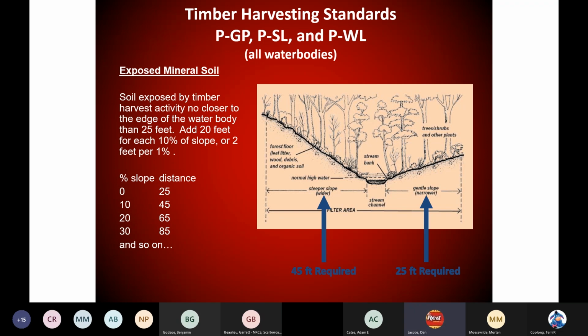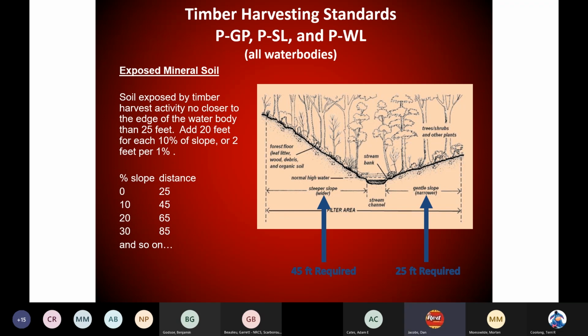That's less than 10%. So that's a 25-foot unscarified filter strip. On this side, the left-hand side, it's steeper. That requires a 45-foot wide unscarified filter strip. So your skid trails on this steep side, where you're going to be creating ground disturbance, you want your skid trails to be outside of that 45-foot unscarified filter area.